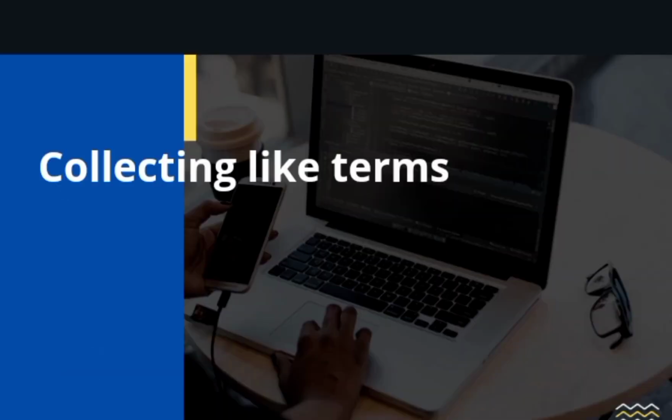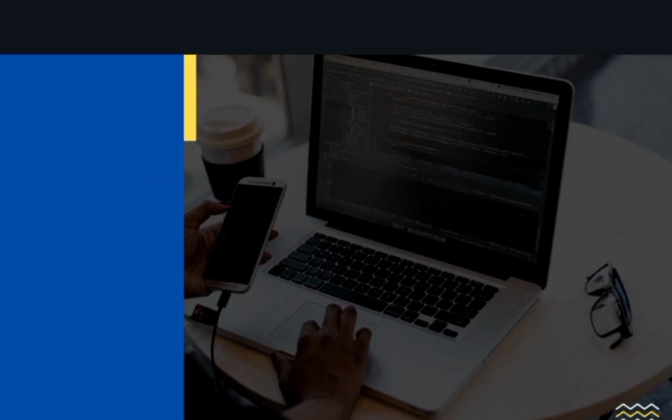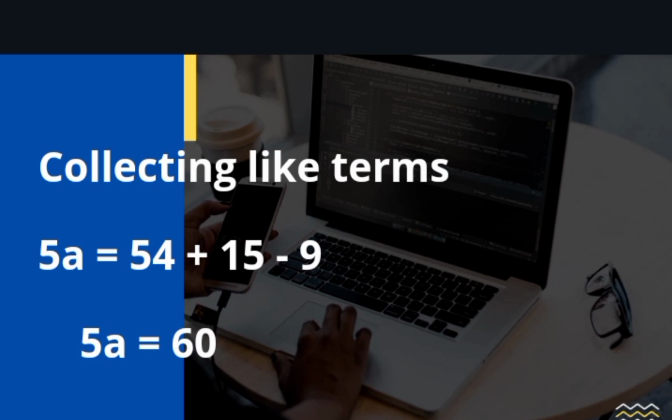Going forward, yes, we collect like terms, and doing so, the minus 15 on the left hand side of the equation crosses the equality sign and becomes plus 15, and the plus 9 on the left hand side crosses the equality sign and becomes minus 9. So 54 plus 15 minus 9 gives us 60. Therefore 5a is equal to 60.